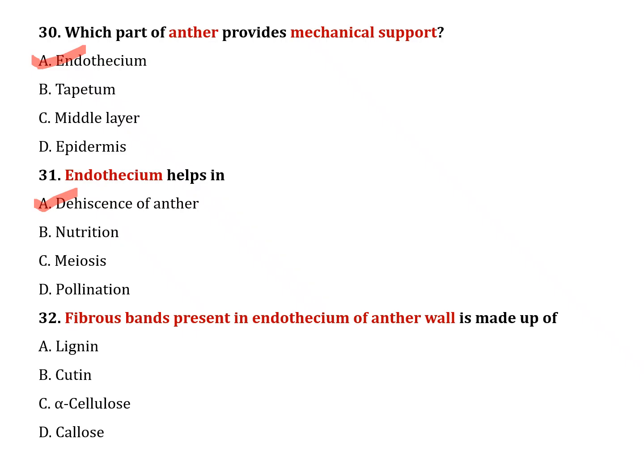The next question, number 32. Fibrous bands present in endothecium of anther wall are made up of: option A, lignin; option B, cutin; option C, alpha cellulose; option D, callose. Correct answer is option C, alpha cellulose, and some amount of lignin is also present.